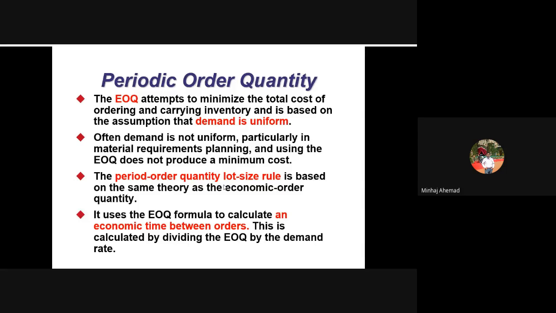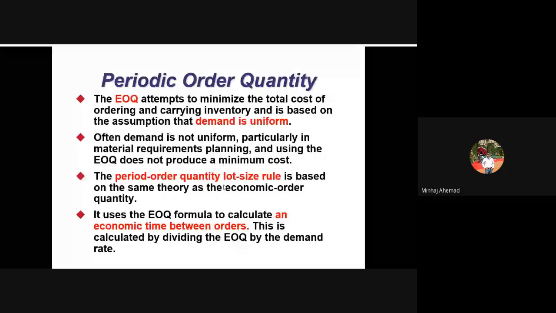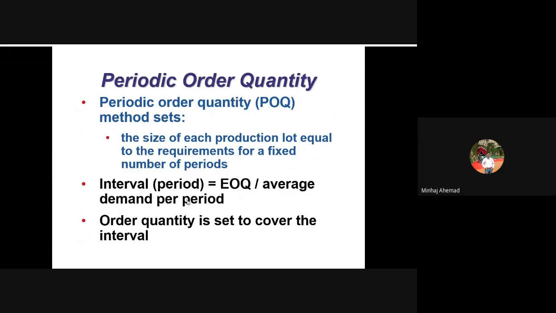So the periodic order quantity lot size rule is based on theory, as the economic order quantity is also. It uses the EOQ formula to find the economic point at which it is feasible to order. So this is how it is used: EOQ divided by average demand per period. So you can find out the periodic order quantity.